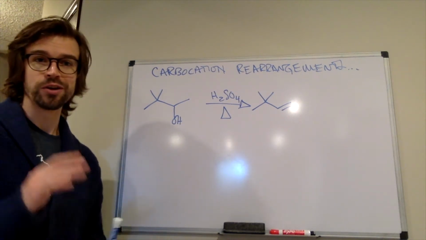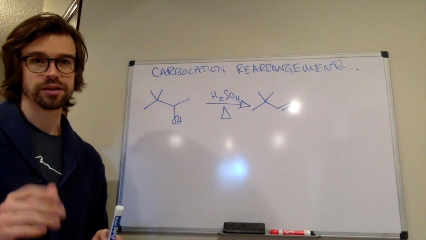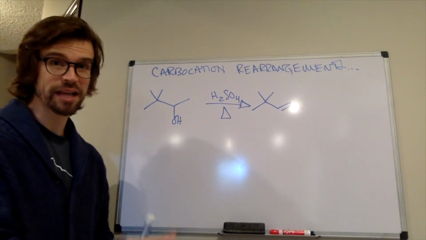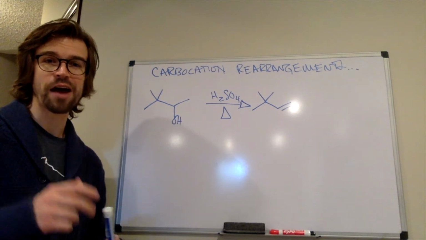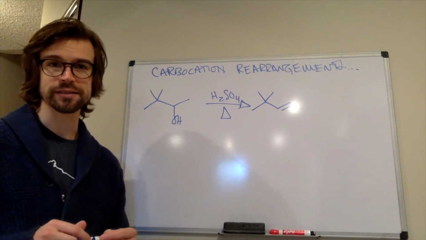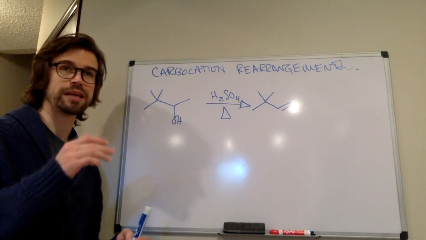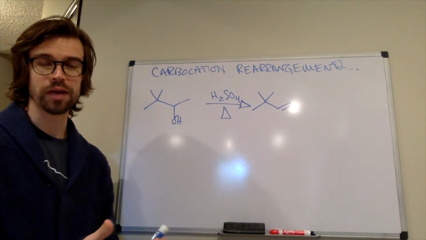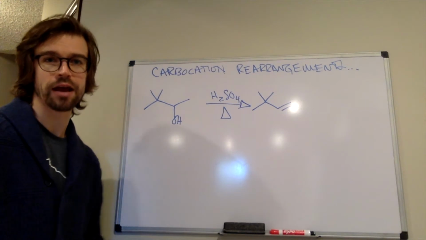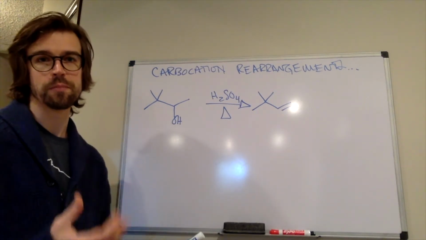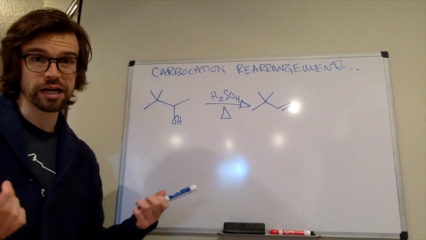So we know about the carbocation stabilities. Primary is the least stable, tertiary is the most stable, but it turns out that under certain circumstances, we can have something like a secondary carbocation turn into a tertiary carbocation throughout the course of a mechanism. And that's what we're going to talk about now.